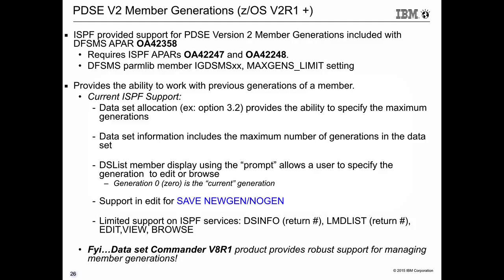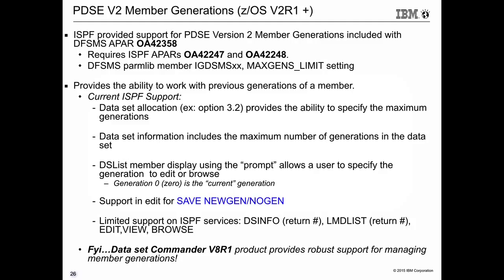ISPF itself does provide the ability to work with previous generations of a member, and there's a list of bullets there that tells you what support is available. First of all, under the data set allocation 3.2 panels, you have the ability to specify the maximum generations that you want for a particular data set you're creating. Whenever you use info to display the information about a data set, you can see the maximum number of generations that data set was allocated with.